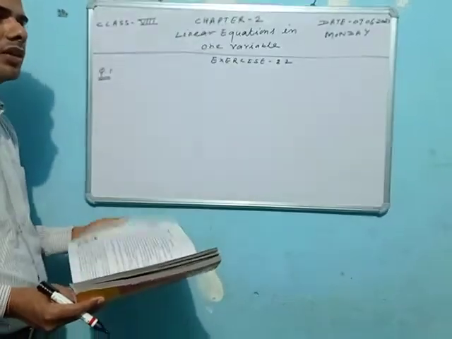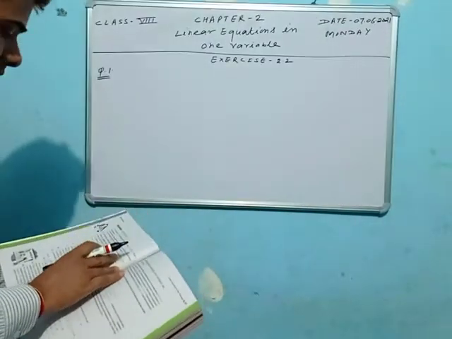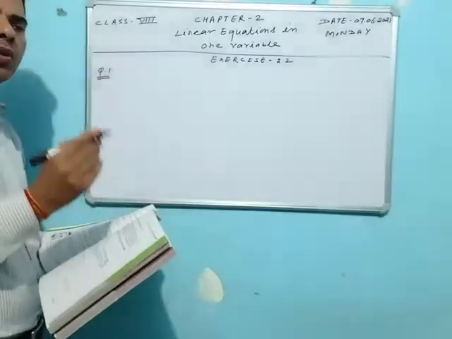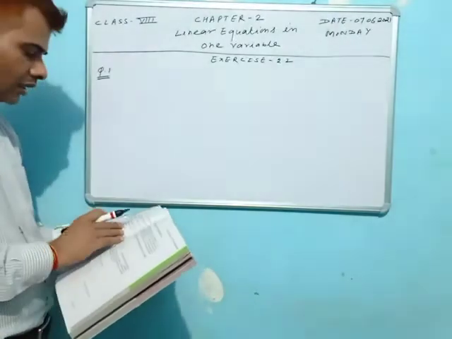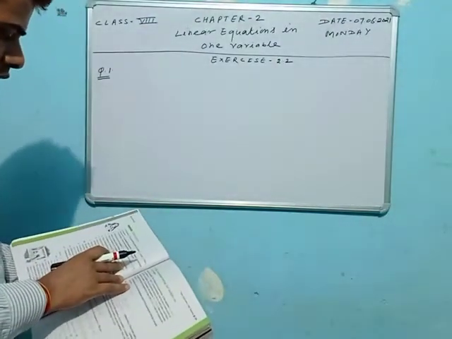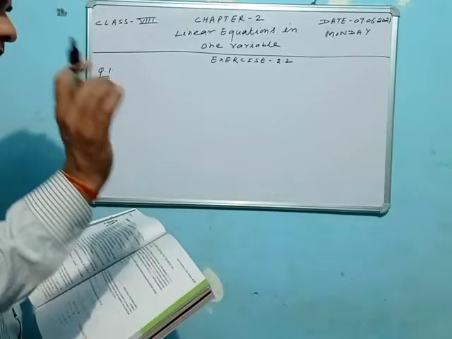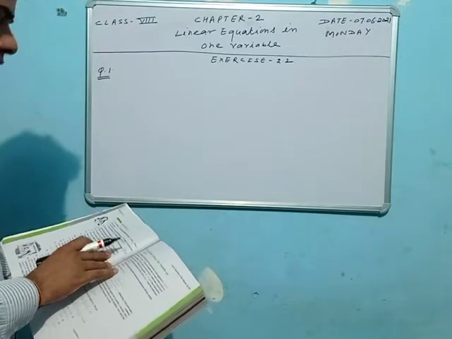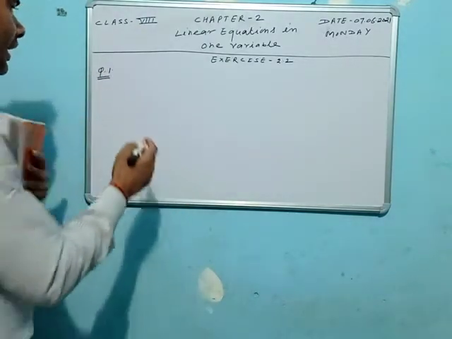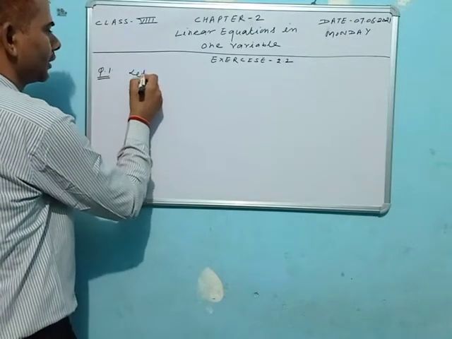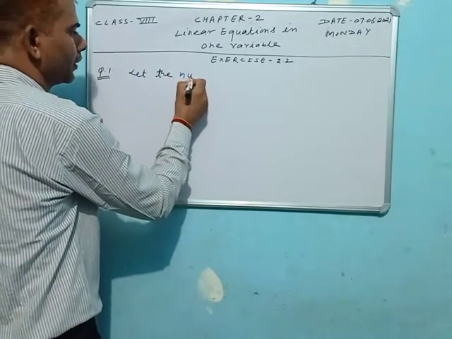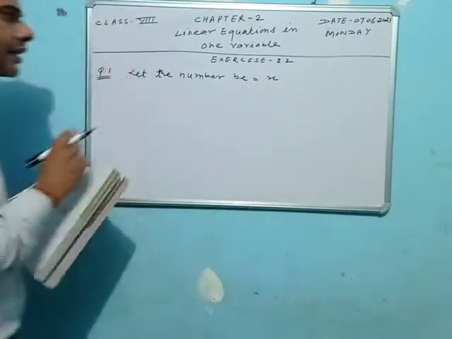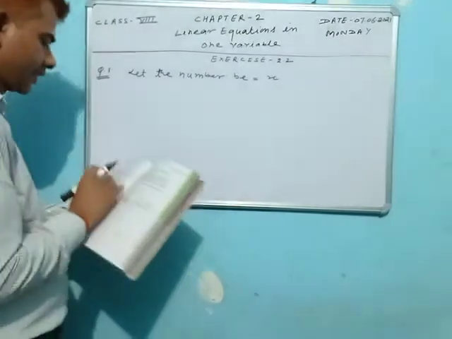Question number 1 is: if you subtract 1 by 2 from a number, students, you have to consider an unknown number, and multiplying the result by 1 by 2, you get 1 by 8. What is the number? First of all, we will consider a number. Let the number be x.